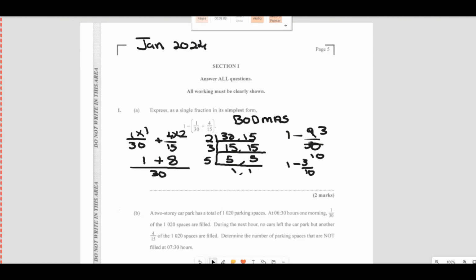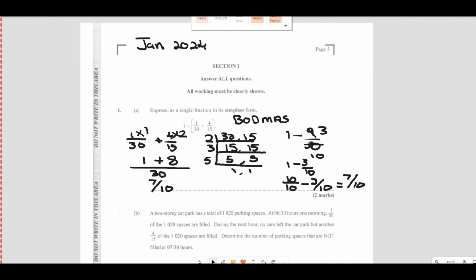And how do we do that? We look at the denominator of the next fraction. It's 10. So this 1 will now turn to 10 over 10. And 10 over 10 is a whole. 10 over 10 minus 3 over 10 is equal to 7 over 10. So what is the answer? 7 over 10, right?